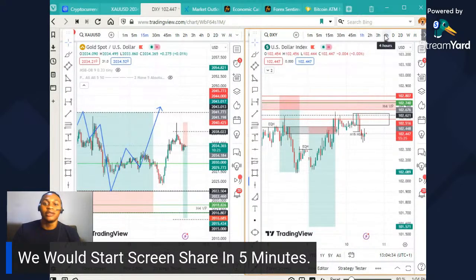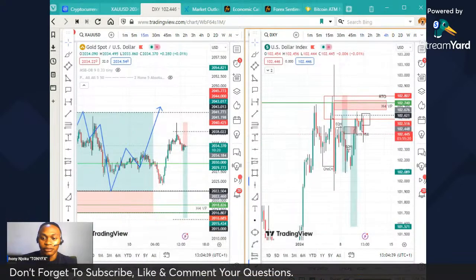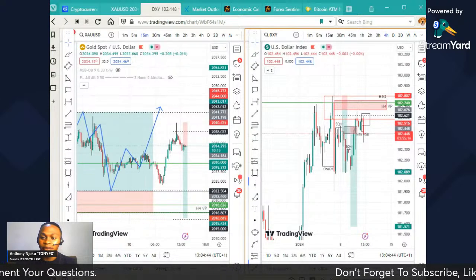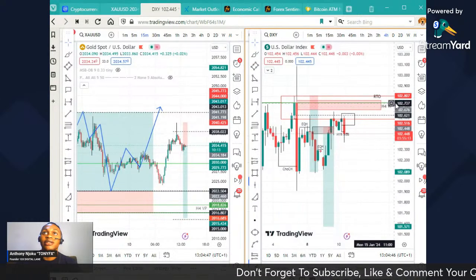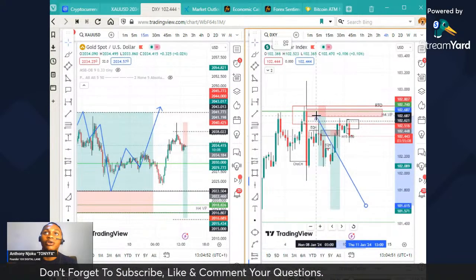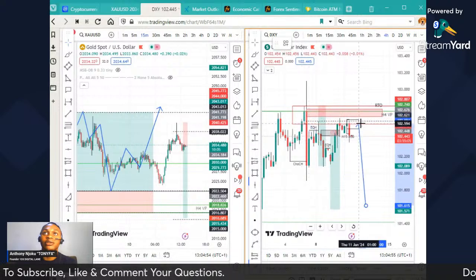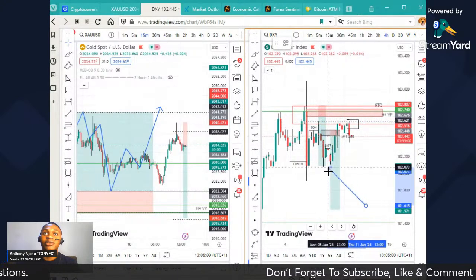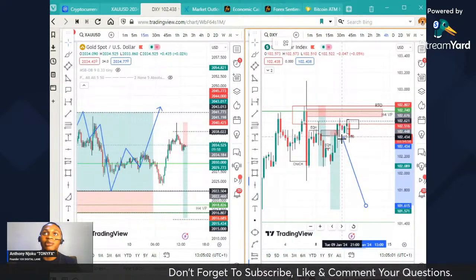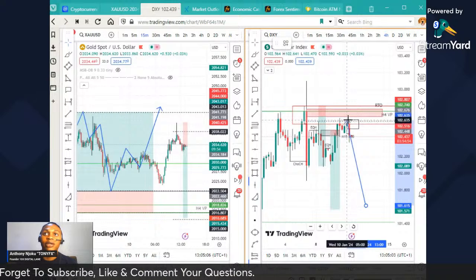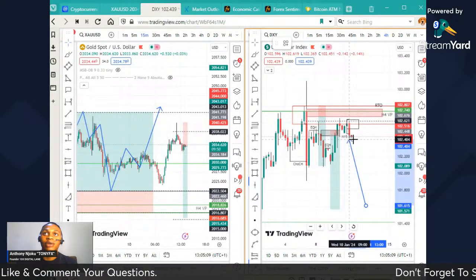Let's start with DXY on the right. DXY has come back into this order block here, this 4 hours order block. It mitigated the order block before and dropped, came back, mitigated it, came back, dropped, and now mitigated the order block again with this candle and dropped.